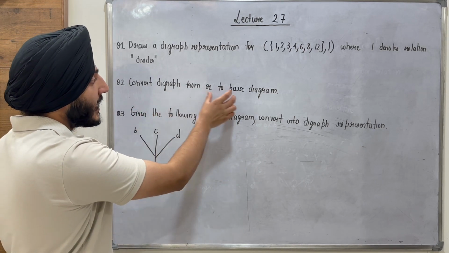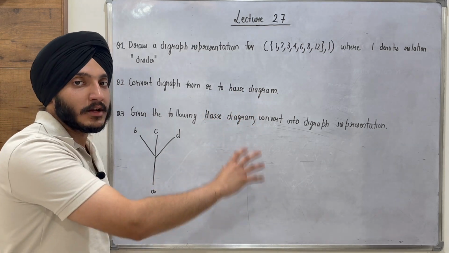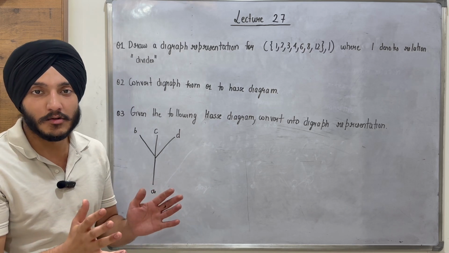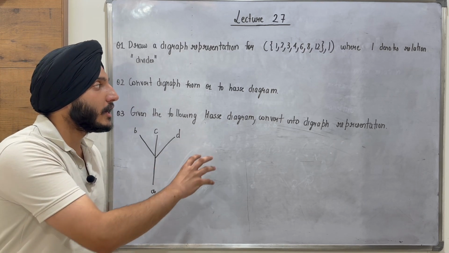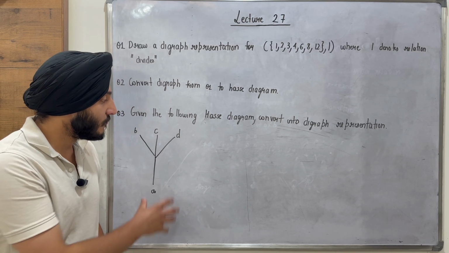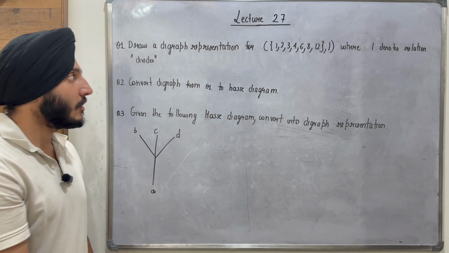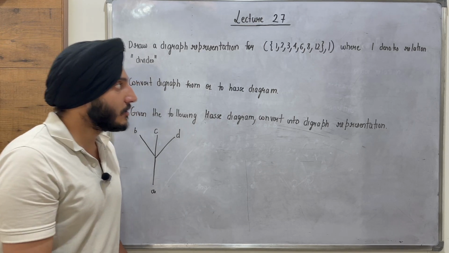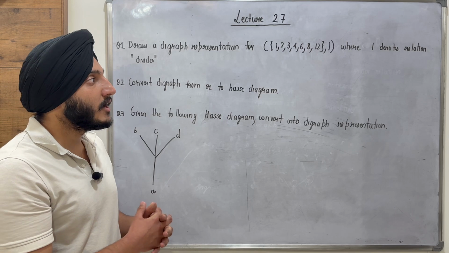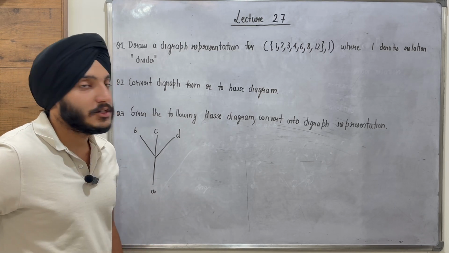And convert the diagram from question one to a Hasse diagram. If you already draw the diagram in the kind of representation I'm talking about, converting it into a Hasse diagram should be an easy task. And the third thing is, you've just been given this Hasse diagram, convert it into a digraph representation. So that's it for this lecture. In the next lecture, we will be covering a few definitions, a few important concepts. So I'll see you in the next lecture.